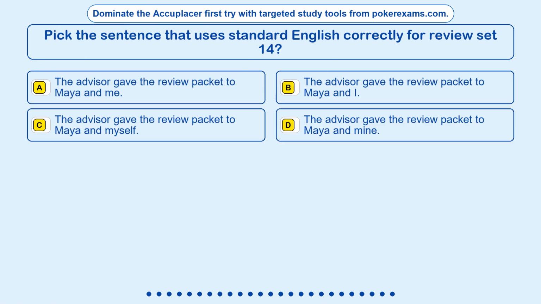Question 20. Pick the sentence that uses standard English correctly for review set 14. Option A. The advisor gave the review packet to Maya and me. Option B. The advisor gave the review packet to Maya and I. Option C. The advisor gave the review packet to Maya and myself. Option D. The advisor gave the review packet to Maya and mine.